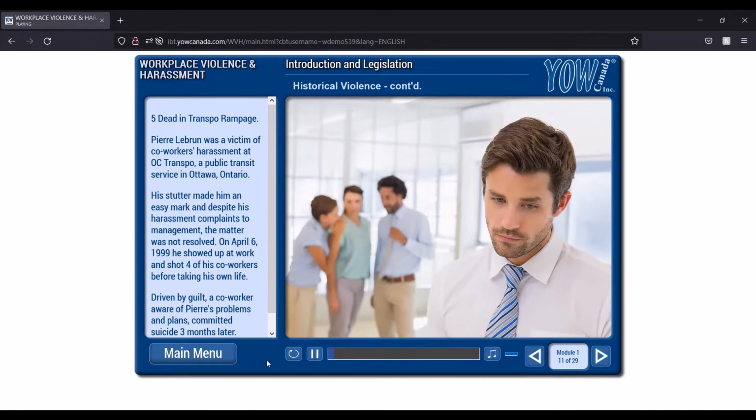5 dead in Transpo rampage. Pierre Lebrun was a victim of co-workers' harassment at OC Transpo, a public transit service in Ottawa, Ontario. His stutter made him an easy mark, and despite his harassment complaints to management, the matter was not resolved. On April 6, 1999, he showed up at work and shot 4 of his co-workers before taking his own life. Driven by guilt, a co-worker, aware of Pierre's problems and plans, committed suicide 3 months later.